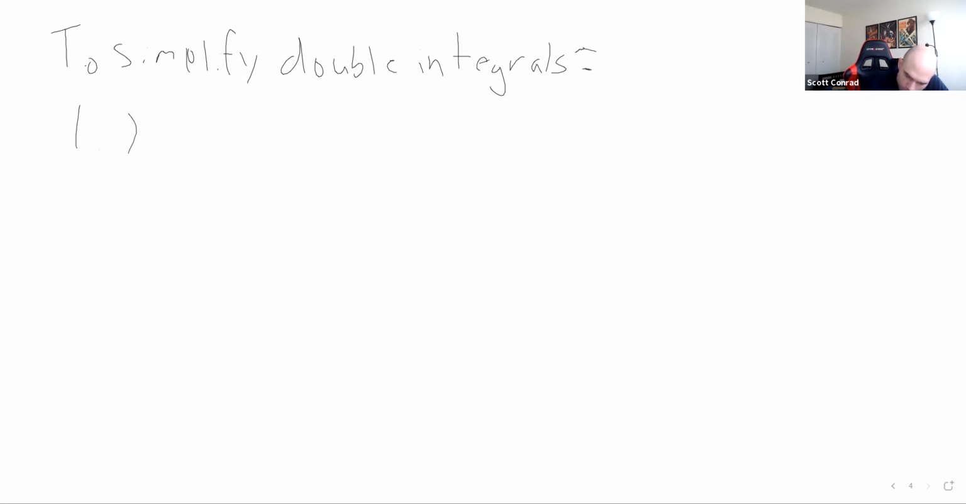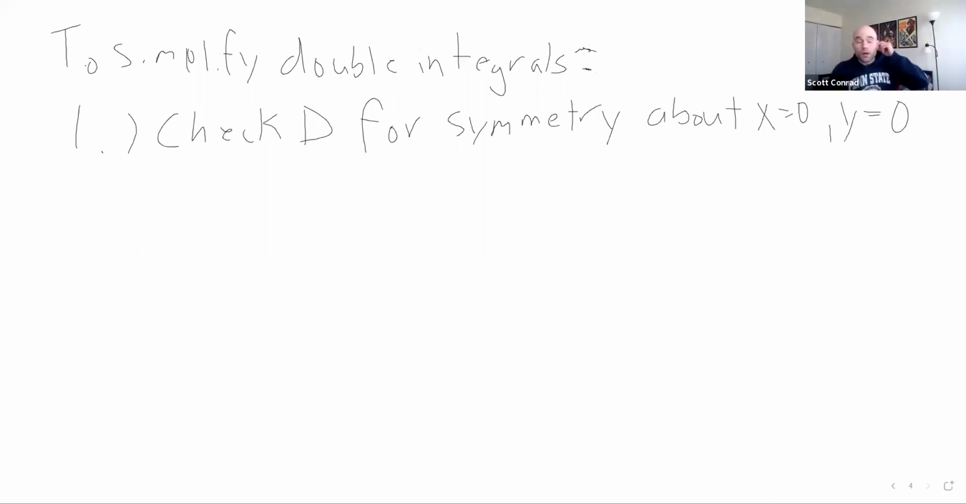So for functions of two variables, to simplify double integrals, the first step is we're going to check our region of integration for symmetry in the x direction, about x equals 0, and symmetry in the y direction.